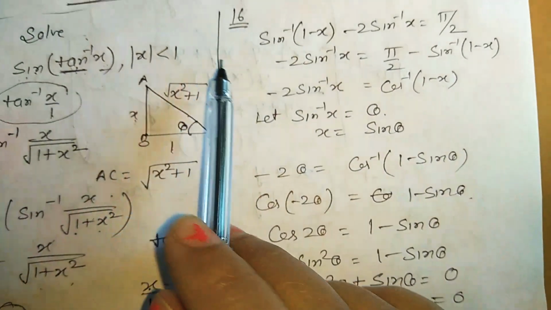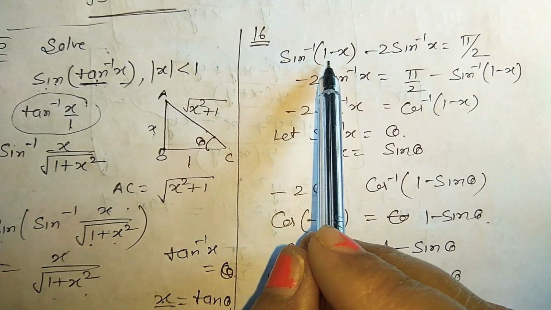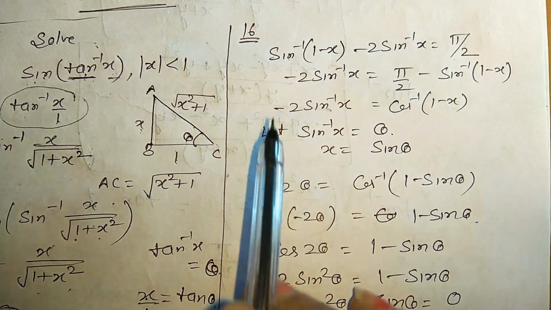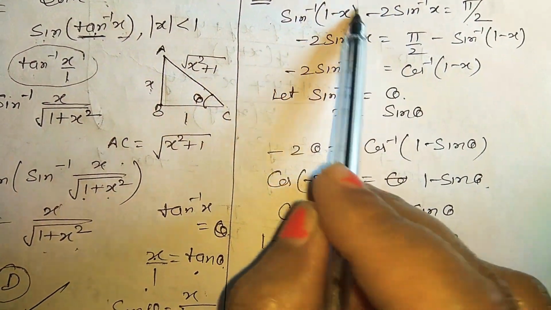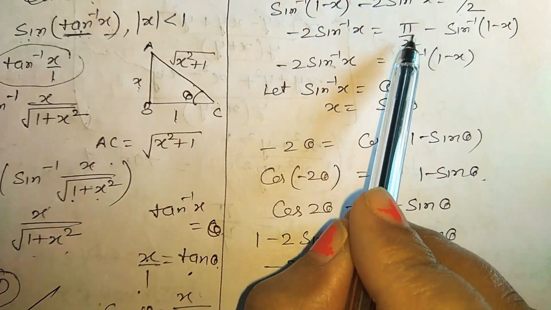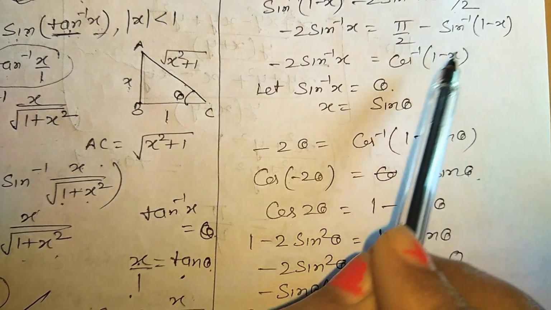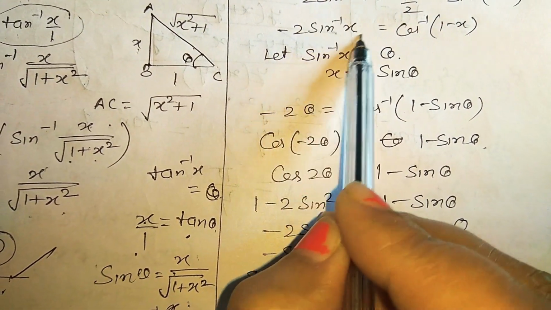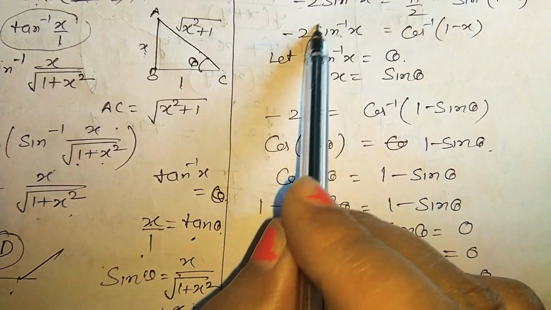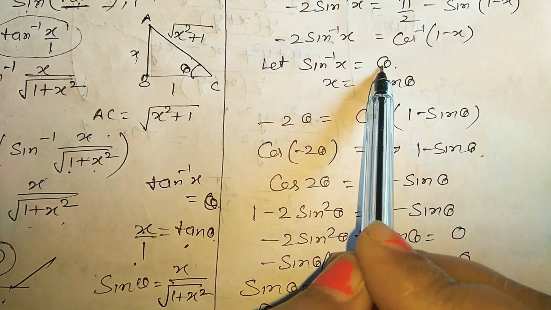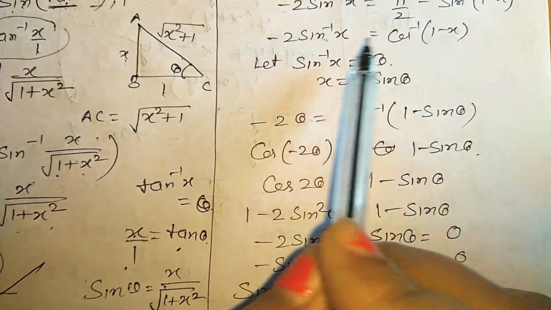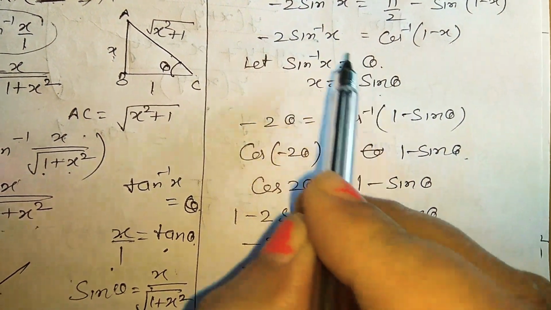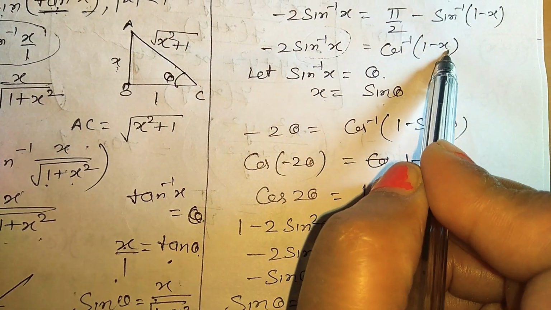Now come to 16th question. Sin inverse (1 minus x) minus 2 sin inverse x is equal to pi by 2, and we have to find out x in this case. So firstly we will take this on the right hand side, and we know that pi by 2 minus sin inverse x is cos inverse x. Okay, then suppose sin inverse x is theta. On both sides we can take sin inverse x as theta, so x will be sin theta.